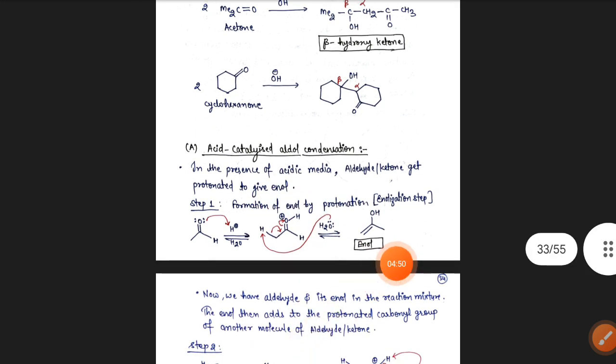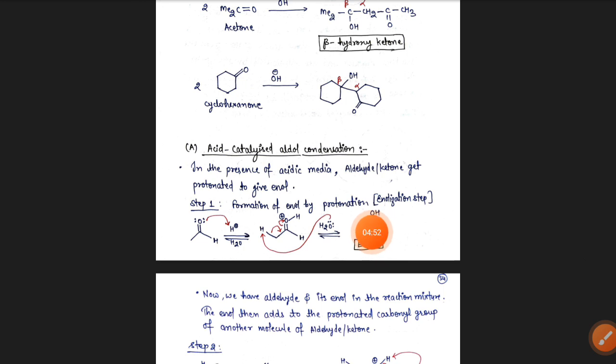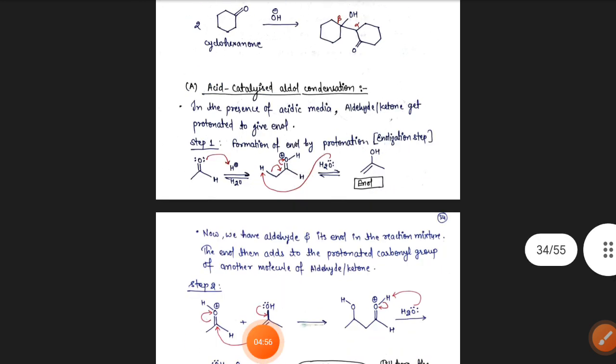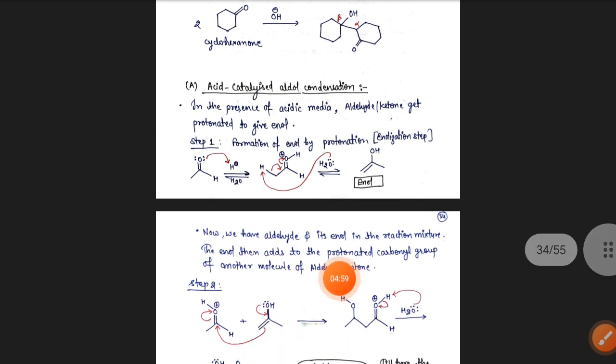Acid catalyzed aldol reaction: in the presence of an acidic medium, the aldehyde or ketone gets protonated to give the enol. Okay, so the reaction mechanism. In the first step, formation of the enol by protonation, that is the enolization step.